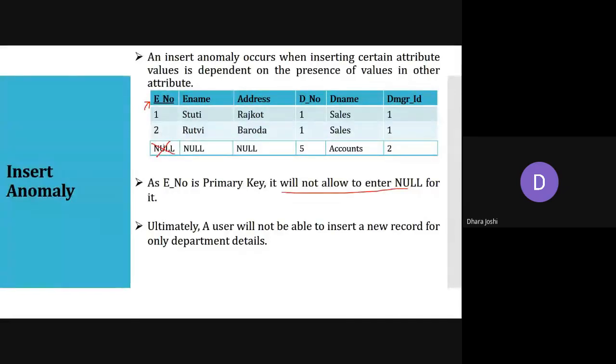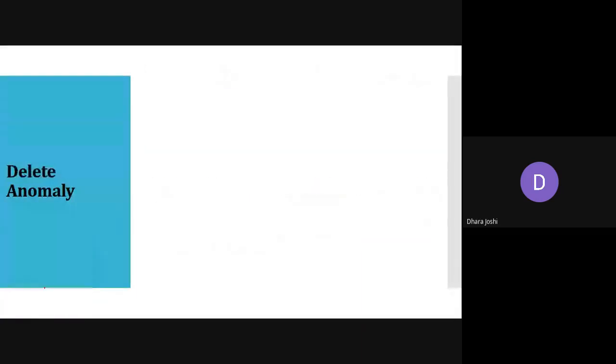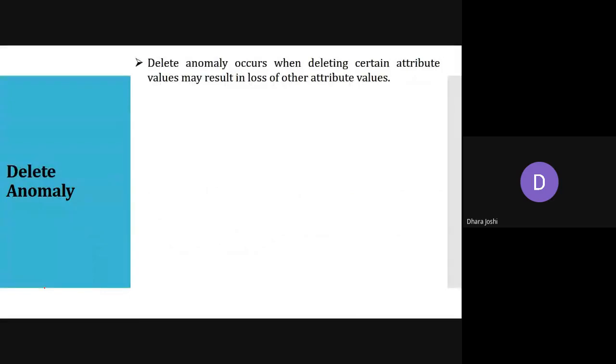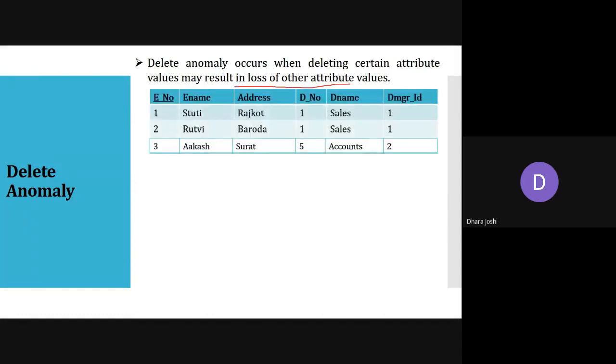Okay, so the next one is delete anomaly. Delete anomaly occurs when deleting certain attribute values may result in loss of other attribute values. We'll take one example and it will be better. Previously, we have taken that account department. Now we have recruited one person called Akash.